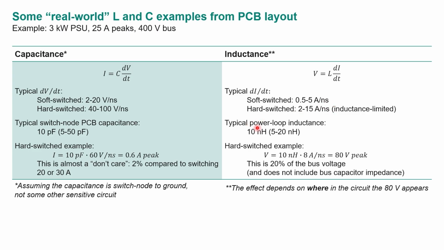The inductance in a power loop is in the range of 5 to 20 nanohenries. If it's more than that, you're in trouble already. Let's use 10 as our example, and I'll show you some examples of that. Now, if I take that 10 nanohenry and 8 amps per nanosecond that we just talked about as typical, I'm going to have 80 volts peak. So on a 400 volt bus, an 80 volt overshoot, that's 20% of the bus voltage. It's 10x more in percentage here, right?